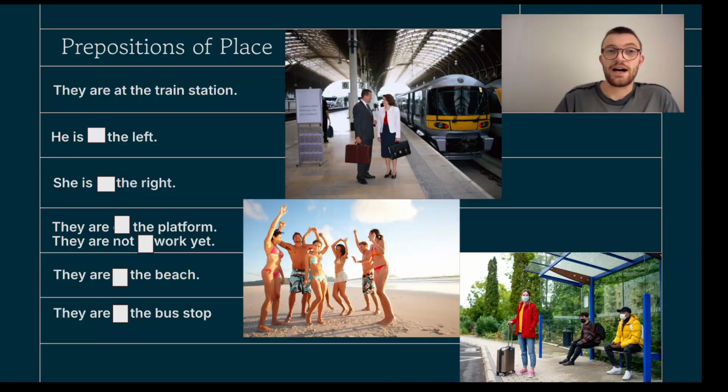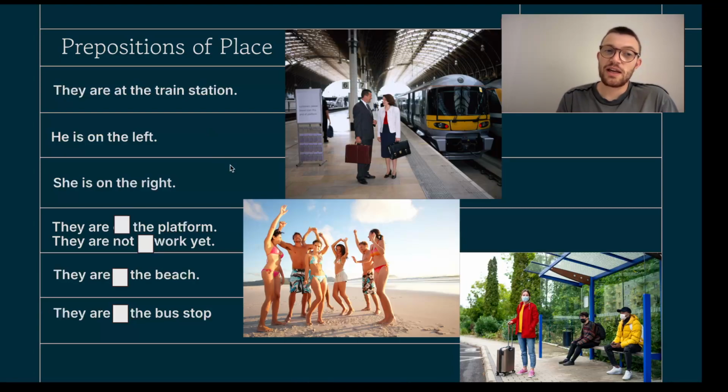Now, if you remember from the last set of pictures, which preposition do we use for left and right? He is on the left, and she is on the right. There you go. Well done if you got those ones right.